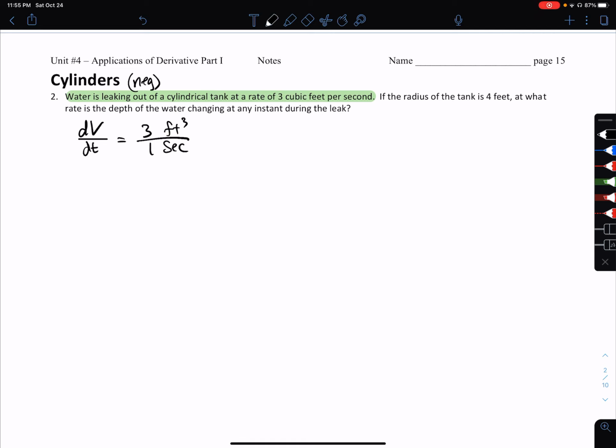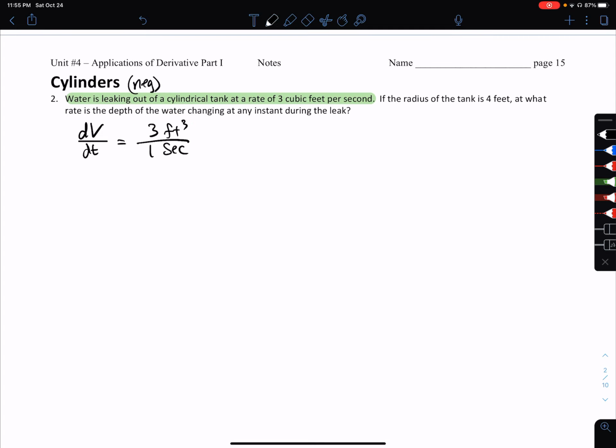So I almost did this wrong just now. Water is leaking out. So the way that I have this written, this means we're adding water. So I need to make sure that I'm careful here, that I am saying this is a negative rate. It's a rookie mistake to not make that negative. Hopefully that never happens to you.